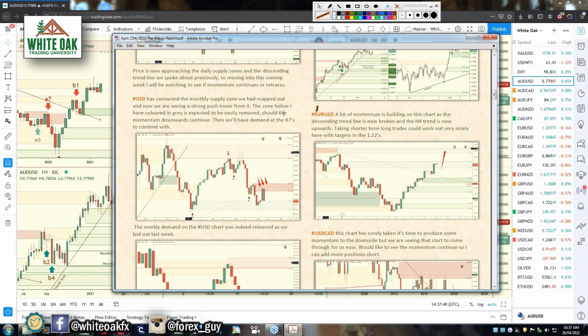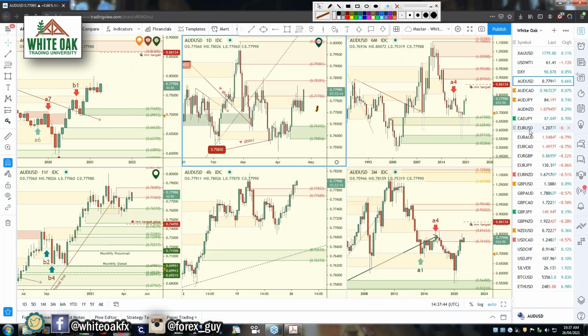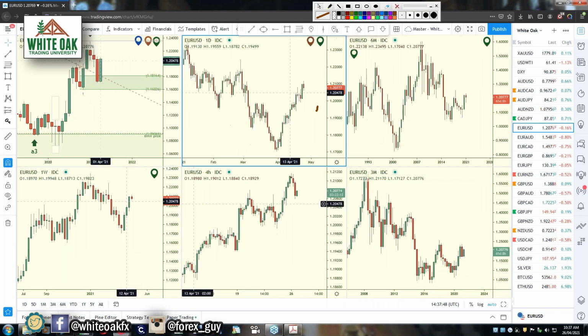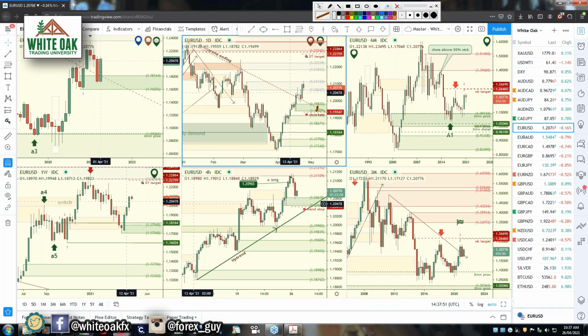All right, so look at that momentum off that 4-hour demand zone, 4-hour uptrend. So we're making the assumption the 4-hour momentum that's being built is to help facilitate the removal of the daily supply and get us to eventually get up into this area here. Weekly target there.